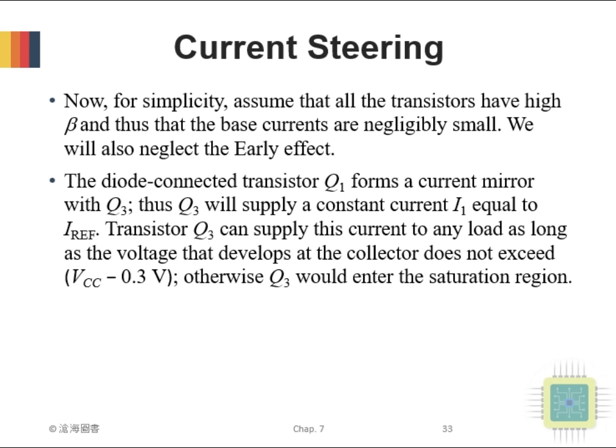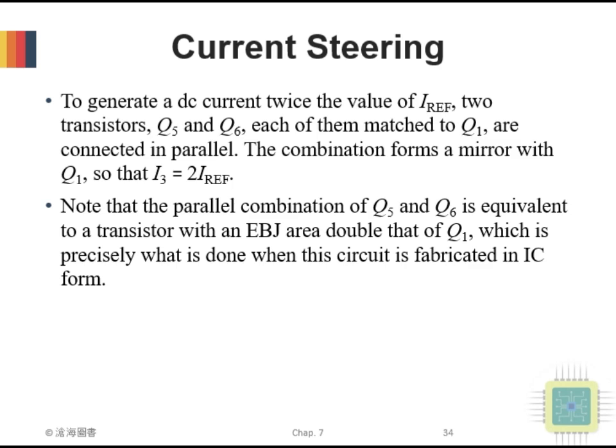Transistor Q3 can supply this current to any load as long as the voltage that develops at the collector does not exceed VCC minus 0.3 V. Otherwise, Q3 would enter the saturation region. To generate a DC current twice the value of IREF, two transistors, Q5 and Q6, each of them matched to Q1, are connected in parallel. The combination forms a mirror with Q1, so that I3 is equal to 2 times IREF.